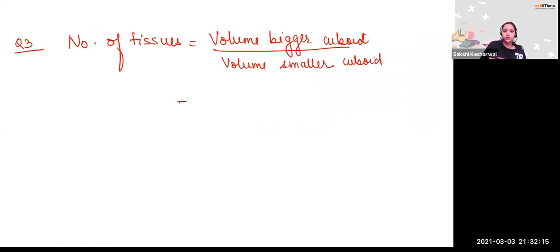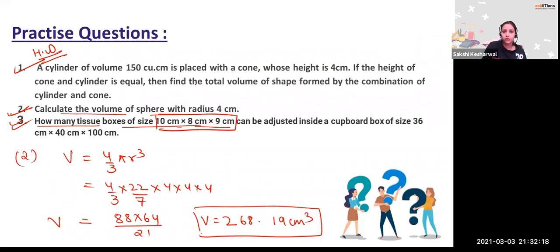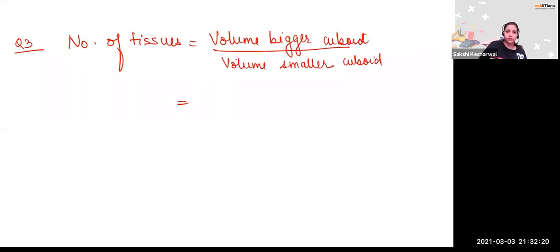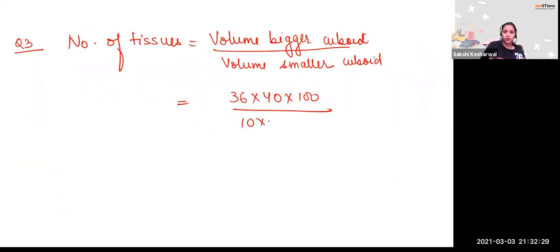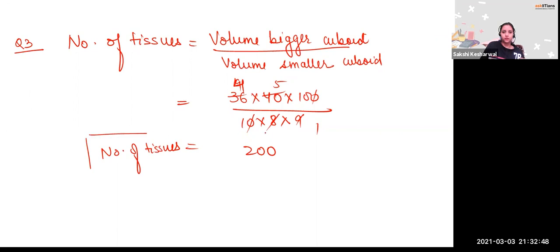So what is the volume? Volume will be equal to 36 into 40 into 100, right? And the smaller one is equal to how much, beta? It's 10 into 8 into 9, right? Now you just do the calculation, this and this cancel, this is fives and this is nines. So this is equal to what? This is 4, so this is equal to 200 tissue boxes, that is the number of tissues, right? This is your answer.